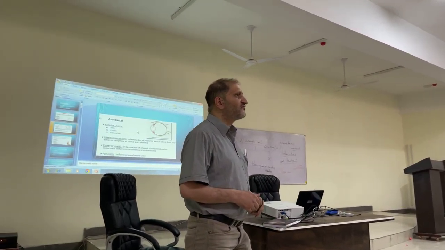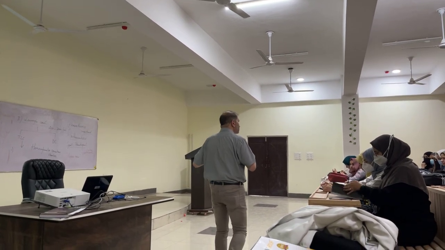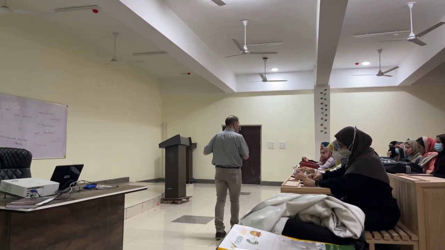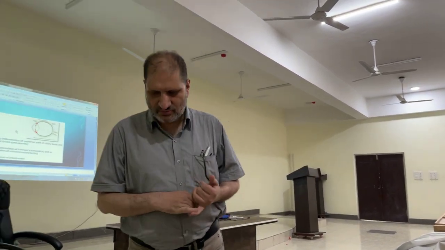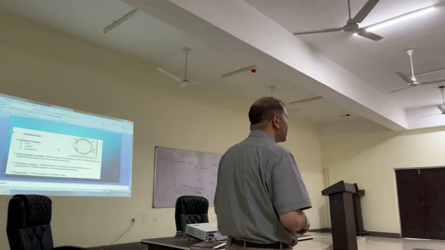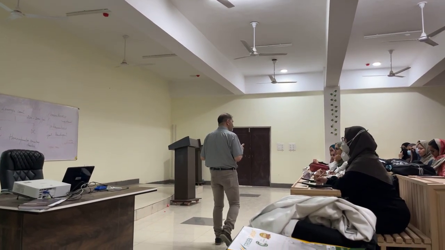Uveitis is the inflammation of the uveal tract. And uvea, what do you mean? It means the iris, the ciliary body, and the choroid. Three things. So inflammation of the iris will be called iritis. If it is inflammation of the ciliary body, it will be cyclitis. If it is inflammation of the choroid, it is called choroiditis.